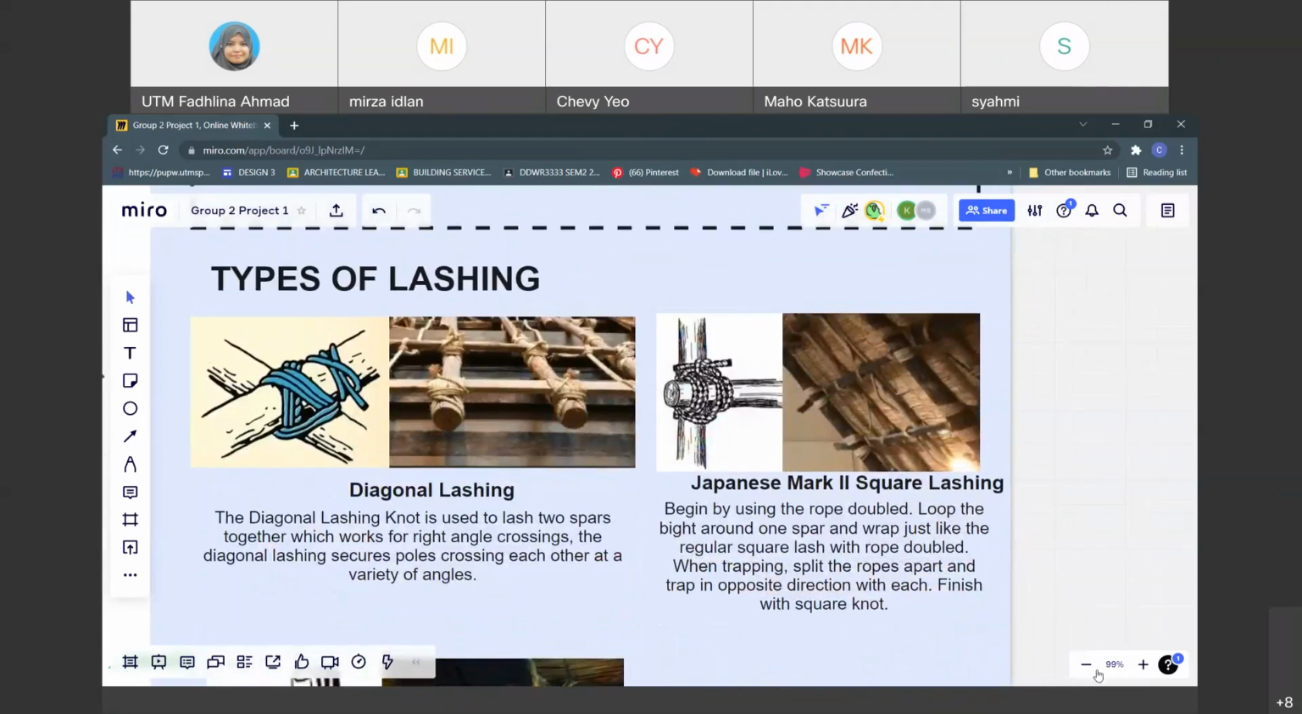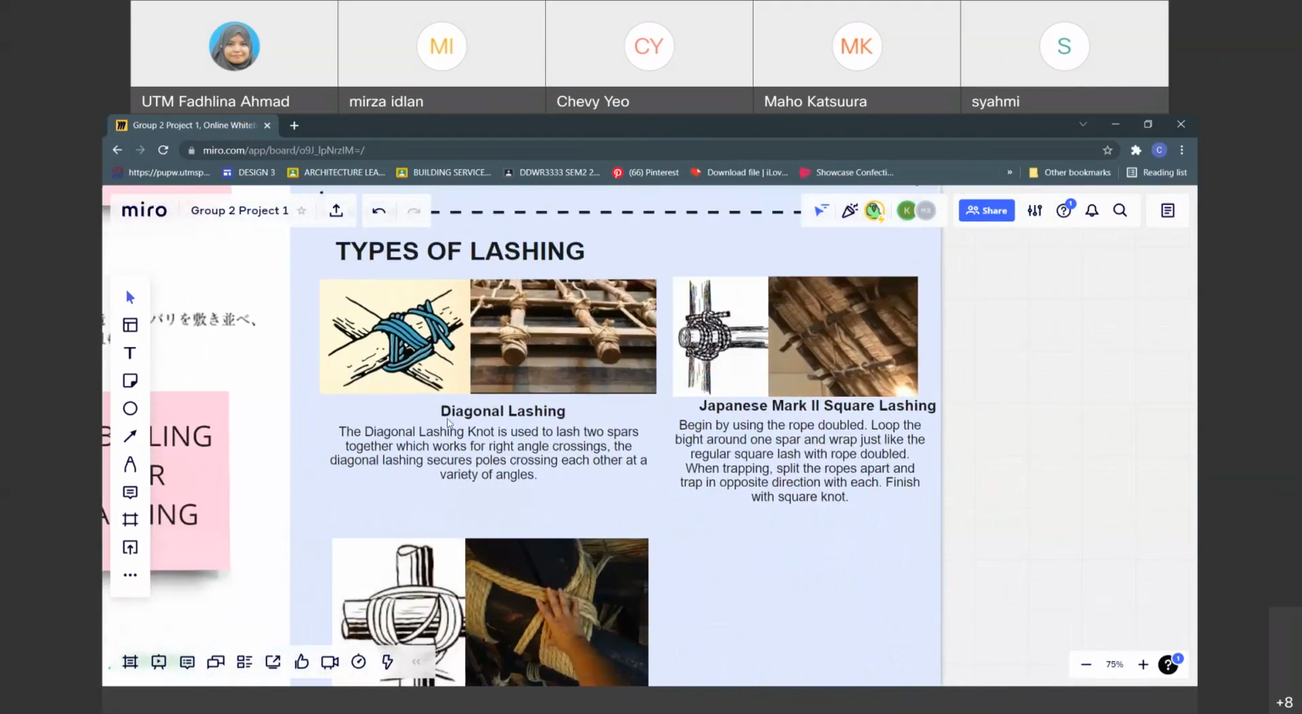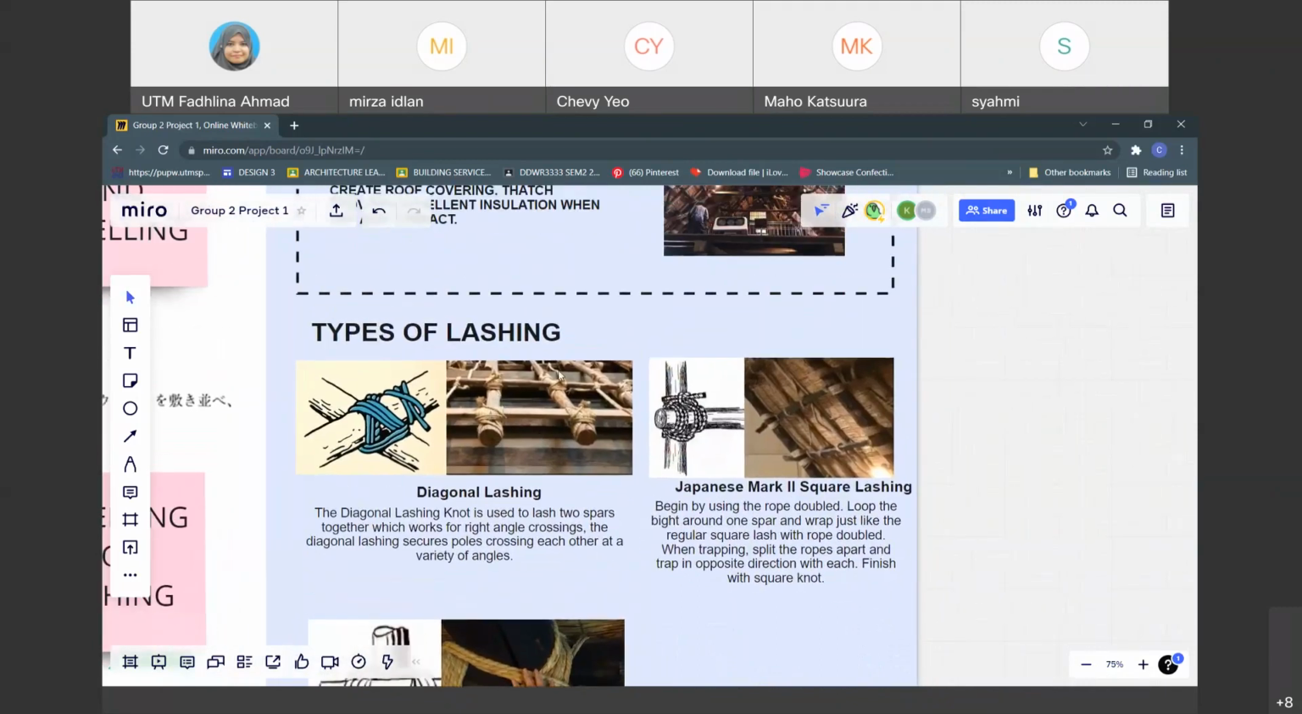So the next one is types of flashing. They use several types of lashing to connect timber and timber. The first one is diagonal lashing. This is the example.